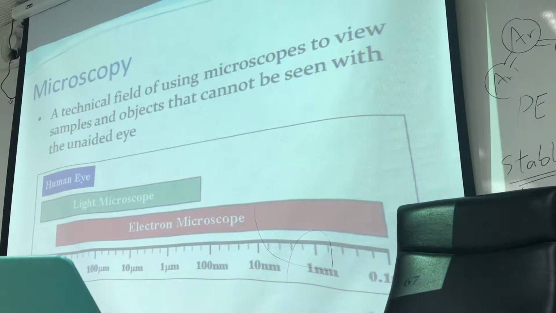And also, if you want to use TEM, you can use it at lower magnification, and you can see the dislocations and the semi-crystalline structure of polymers.